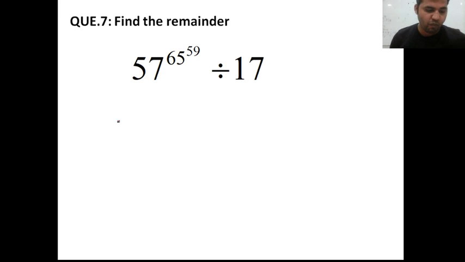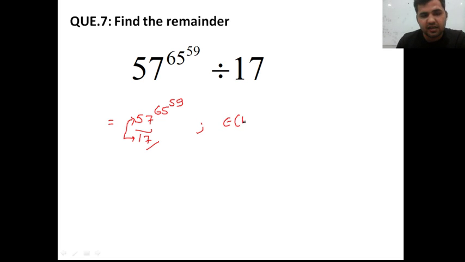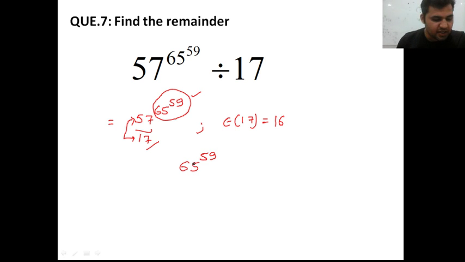So let's discuss it. This number 57 power 65 power 59 when divided by 17, what is the remainder? First check whether 57 and 17 are co-prime with each other. Yes, they are co-prime, so we can apply the Euler remainder theorem. After this, find the Euler number of 17. The Euler number of 17 is 16, right? Now you'll have to see whether the power is a multiple of 16 or not. In this case, the power is 65 power 59. Very good, Rajan, 6 is the right answer.